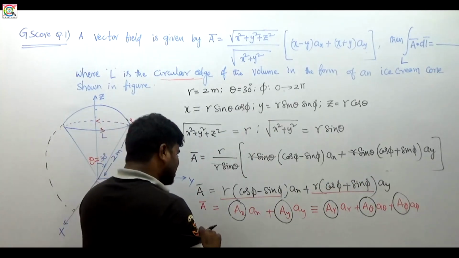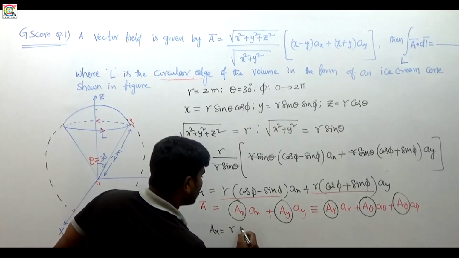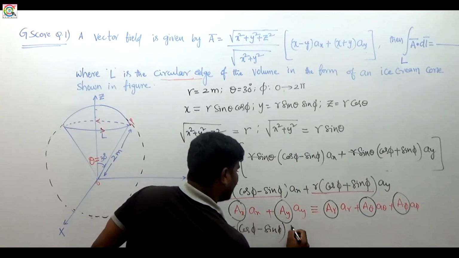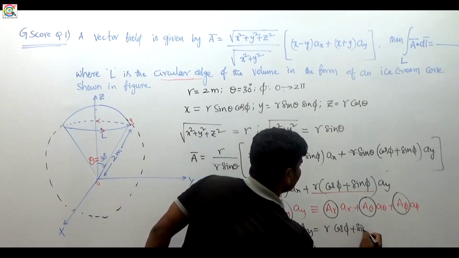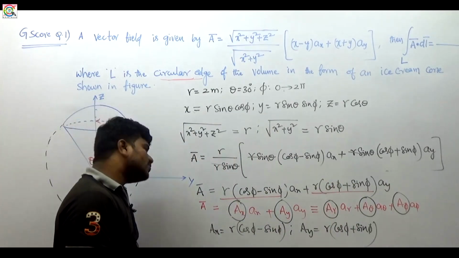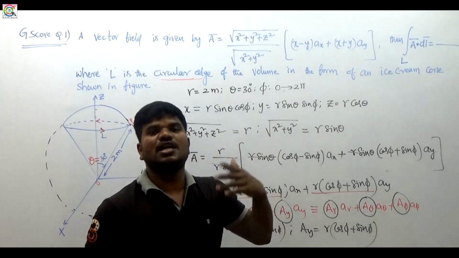So what is Ax? Here Ax is equal to r(cos phi minus sin phi), and Ay is equal to r(cos phi plus sin phi). Now to transform this vector from Cartesian to spherical, you have to use the transformation matrix.